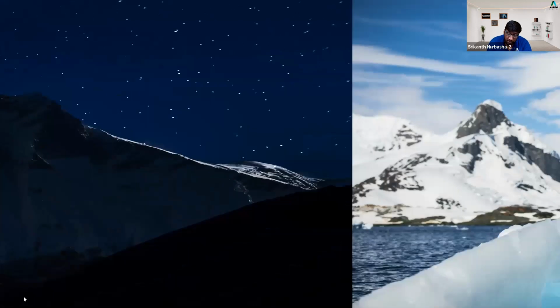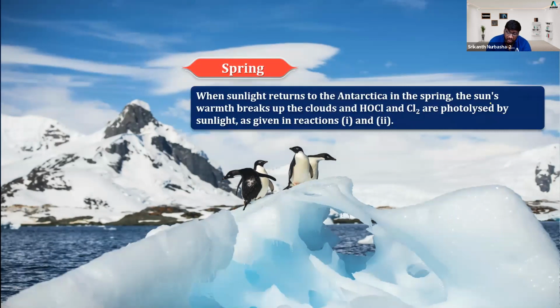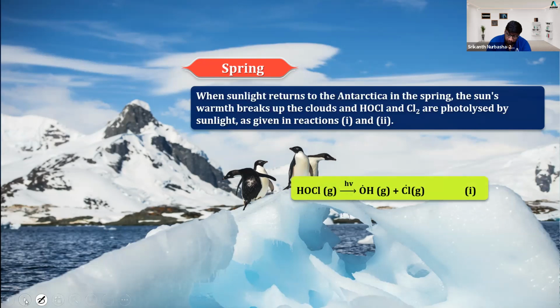radicals. And in the spring, when sunlight returns to Antarctica, the sun's rays warmth breaks up the clouds, and HOCl and Cl2 are photolyzed by sunlight as given in the reactions 1 and 2. Again, we are generating Cl dot.